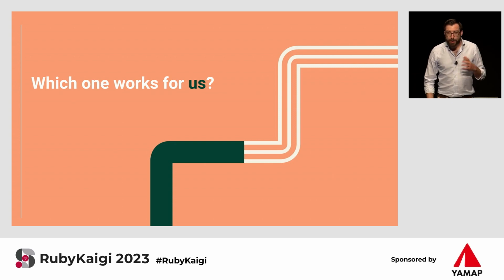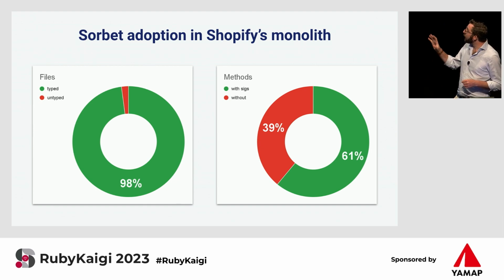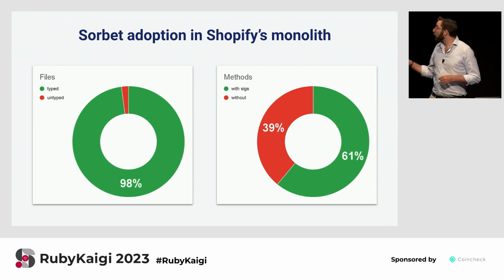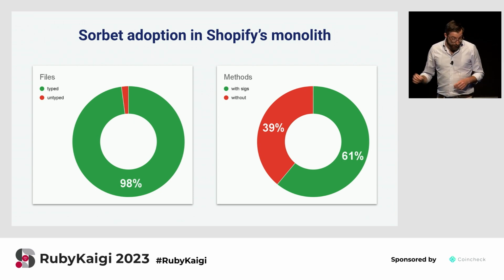So which is the one that works for us at Shopify? Like I said, we started with Sorbet in January 2019. Since then, we've been adopting it in our core monoliths. We have 98% of the files in the core monolith that are already typed. And 61% of the methods we have, over many, have signatures right now.